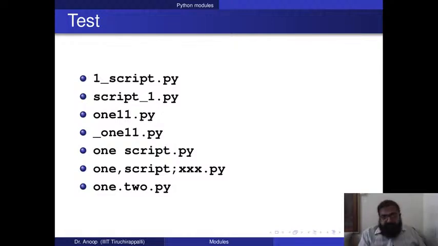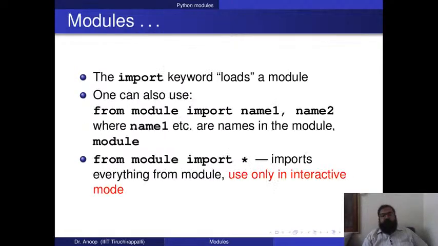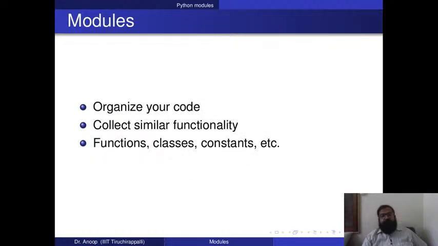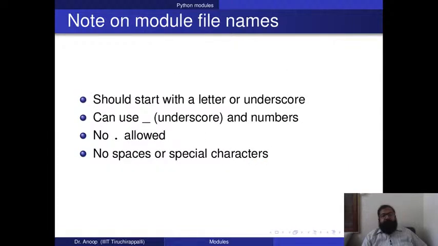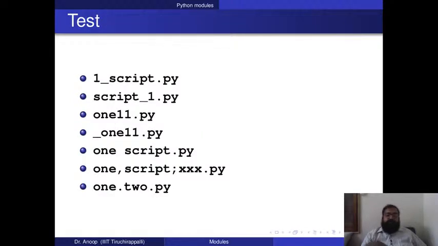So this slide, slide number 7, is based on what we have covered in slide number 6 and slide number 4. Slide number 4 says that the file becomes a module and the file name should be a valid variable name, and slide number 6 says that it can start with an underscore or a letter, can use underscores and numbers, no dot is allowed, and no spaces or special characters are allowed. Now coming to slide number 7, which are the valid module names and which are the invalid module names?